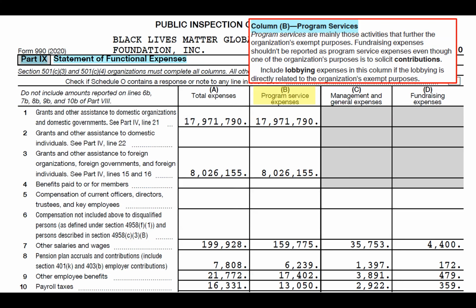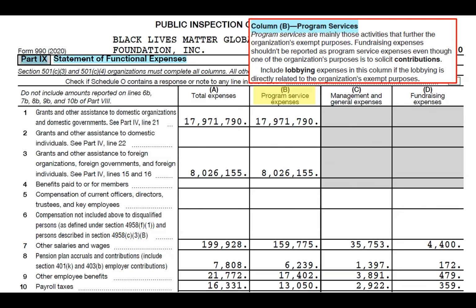This is how column B is defined in the instructions. Column B, program services. Program services are mainly those activities that further the organization's exempt purposes. Fundraising expenses should not be reported as program service expenses, even though one of the organization's purposes is to solicit contributions. Include lobbying expenses in this column if the lobbying is directly related to the organization's exempt purposes. So that's the definition of program services.